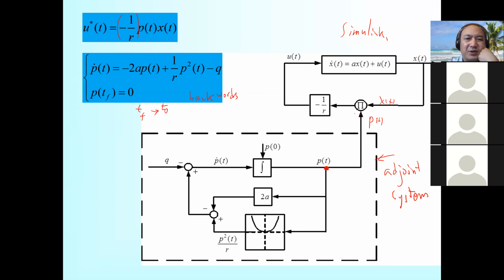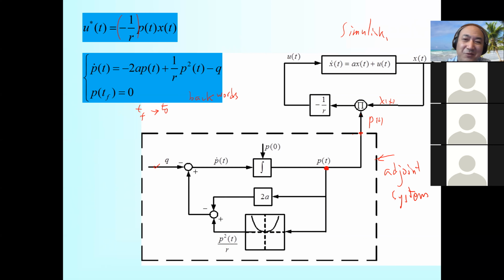This adjoint system will get you P(t). Okay. But in P(t) you have something interesting. You have Q, a constant in here. So you have P dot integrated with P, but P dot is minus Q minus 2AP plus P square. So this is a square, okay? Add together, so you get this. This is for illustration purposes.